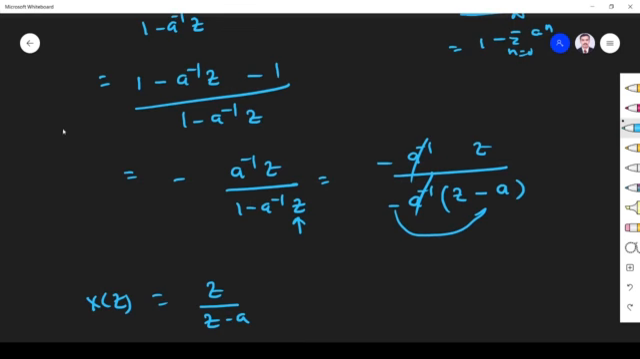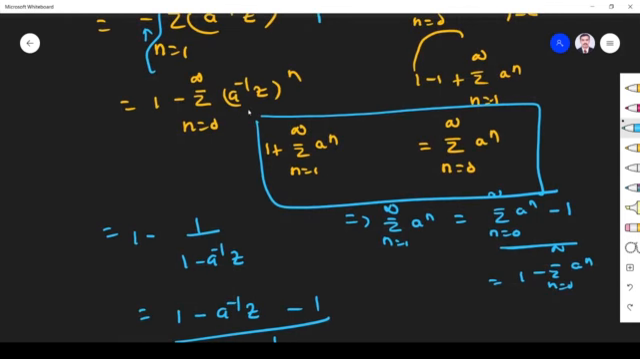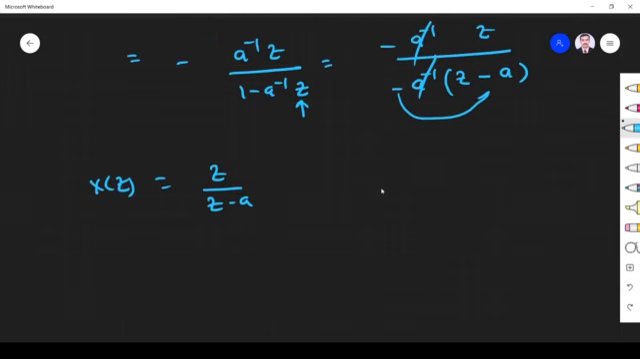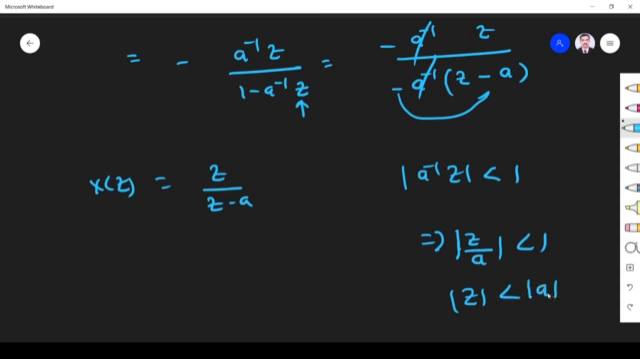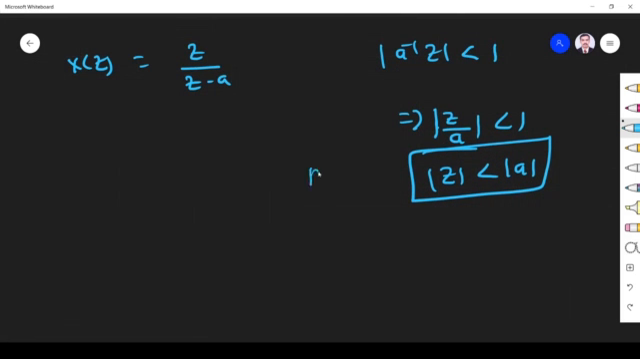Fine. Now ROC we have to find. What is ROC? See, a^n should be convergent, so a should be less than 1. So here, for the general equation, summation n goes from 0 to infinity of a^n means a should be less than 1. Here a inverse z should be less than 1. So ROC I want to find. Mod a inverse z must be less than 1. This implies mod z by a is less than 1. A inverse is 1 by a. Mod z must be less than mod a. Right? So ROC is mod z is less than mod a for this sequence.